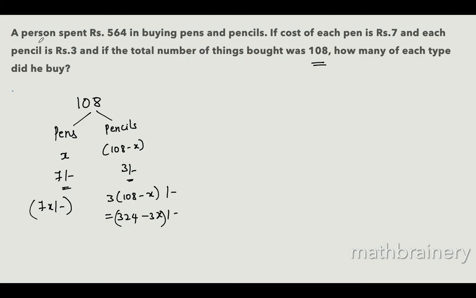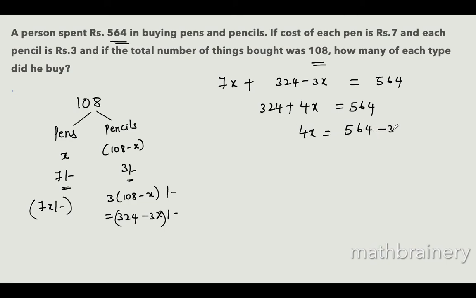What is given to us? The person spent 564 rupees. So the total amount must be 564. So that means your 7x plus this 324 minus 3x must be equal to 564. Let's now simplify this. 7x minus 3x is 4x. So 324 plus 4x is equal to 564, or 4x is equal to 564 minus 324.